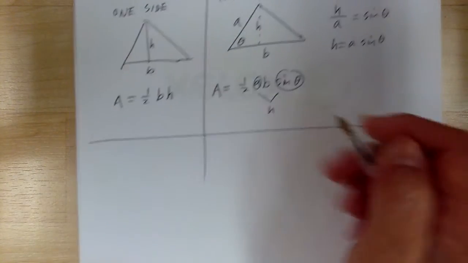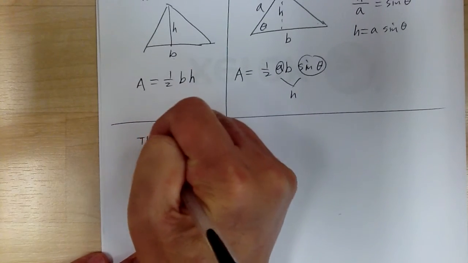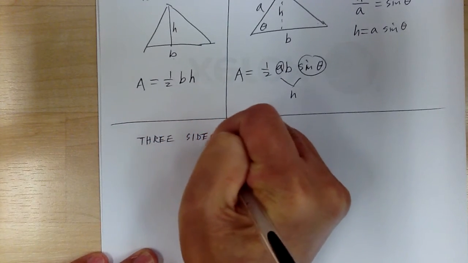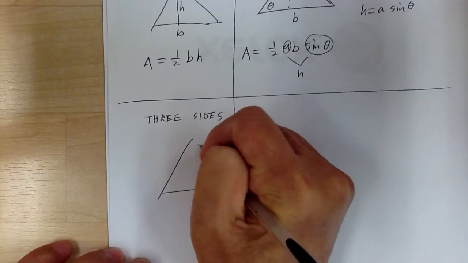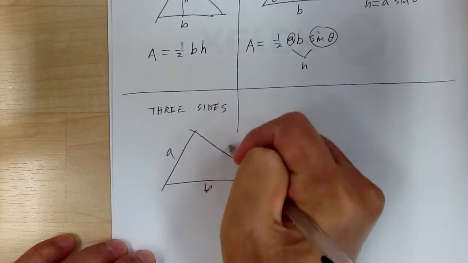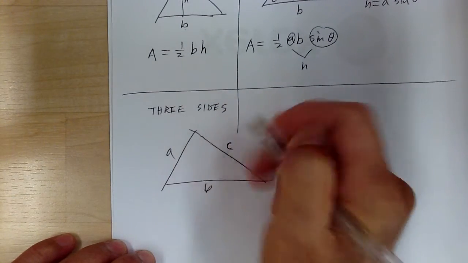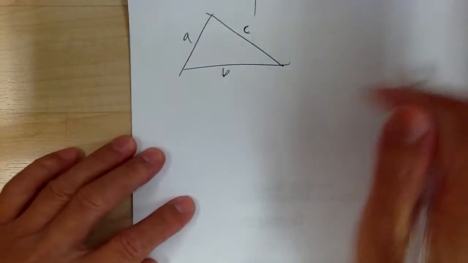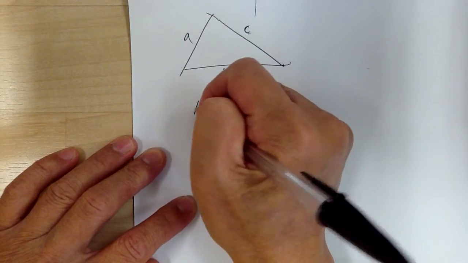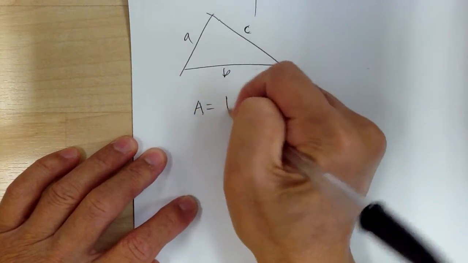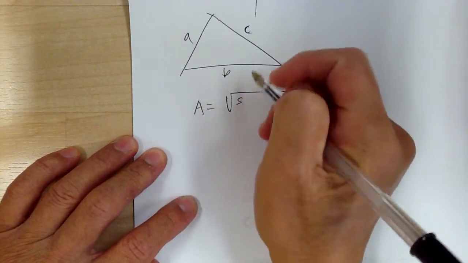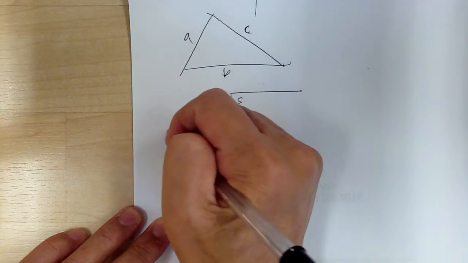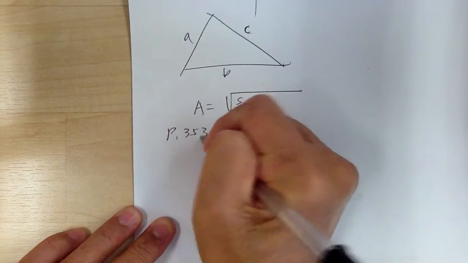Now when the three sides are given, so you have A, B, and C, this actually came from a special case. The area for three sides given is A equals square root of, this is called Hero's formula. This is on page 353.